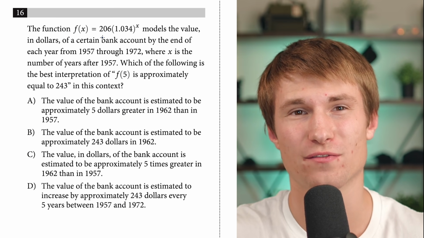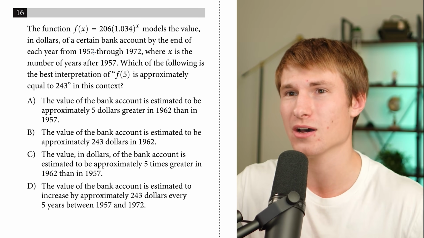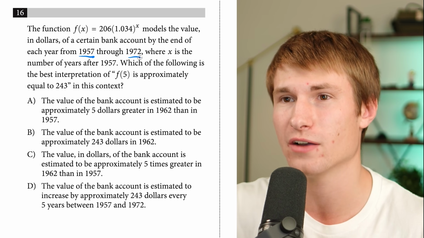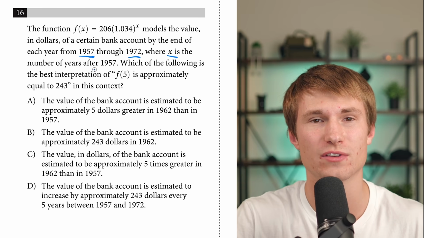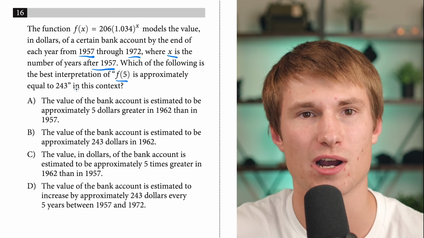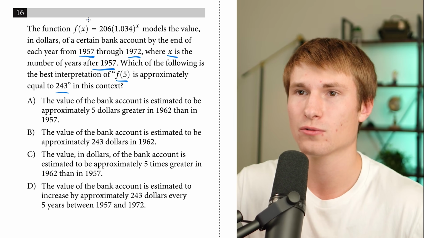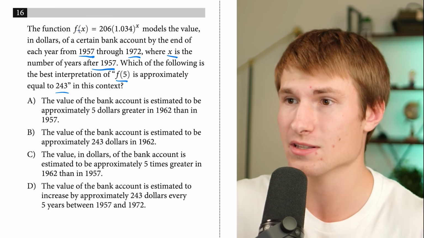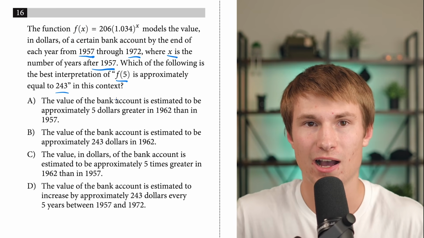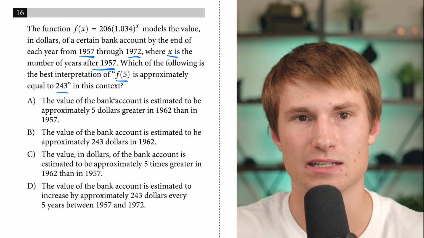Question 16 states the function f of x is equal to 206 times 1.034 raised to the power of x models the value in dollars of a certain bank account by the end of each year from 1957 through 1972, where x is the number of years after 1957. Which of the following is the best interpretation of f of 5 is approximately equal to 243 in this context? Well, we know that 243 is ultimately what the value of f of 5 is. Therefore, that 243 is the amount that is in the account after 5 years after 1957. So that would put us at 1962.